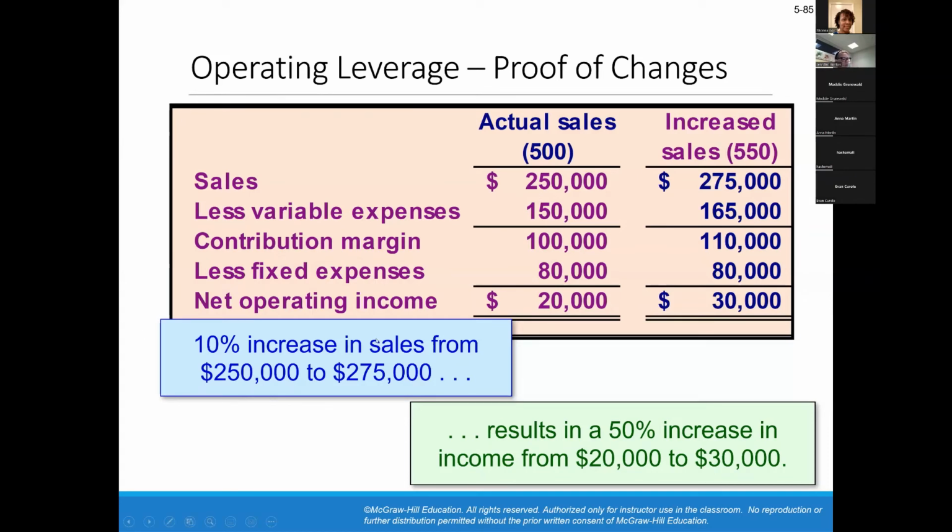So if I take 20,000 and multiply it by 1.5, because I want to increase it 50%, that gives me 30,000. So they're just showing you here, when you work out the numbers, here's your increase. So they're showing you, here's my increase of 10%. And yes, it did increase my profit by 50%. Okay, so if I know my profit's 20,000, I know my degree of operating leverage is 5, and I'm increasing sales by 10%, I can do the calculations without having to do the entire income statement. I can just take the 20,000 net operating income and multiply it by the 50% and get my new operating income.